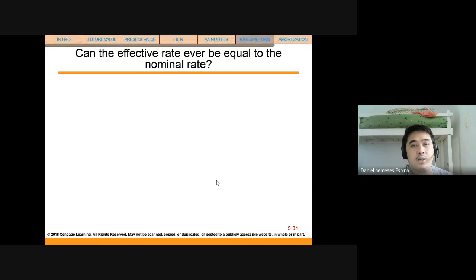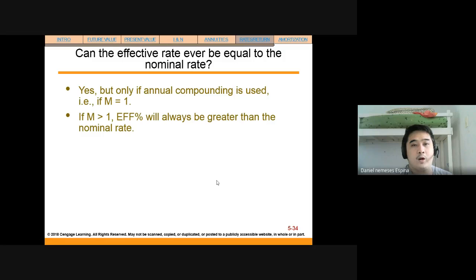Can the effective rate be equal to the nominal rate? Of course, especially if the compounding is annual. It is the same. If the compounding frequency is increased, the effective rate will always be higher than the nominal rate.